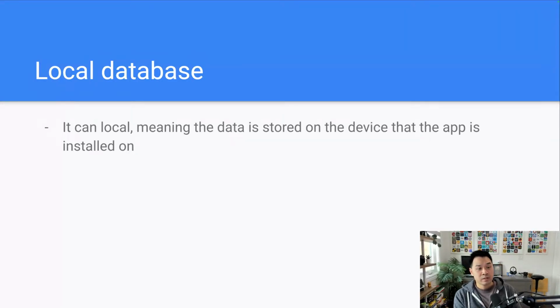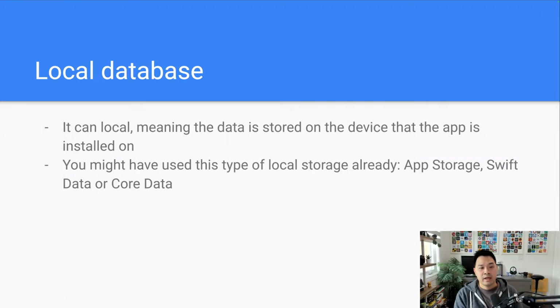Now, in this scenario that I'm talking about, a local database would suffice. A local database means that that data store sits on your phone or your device. And you might have used this already through app storage, where we store some simple values, maybe user preferences and settings and things like that. Or you may have used SwiftData and Core Data, which is still local storage. The database sits on your device, but it's a little more robust. It's meant for querying, storing larger amounts of data, and things like that. So you might have used those things in the database course or maybe on your own.